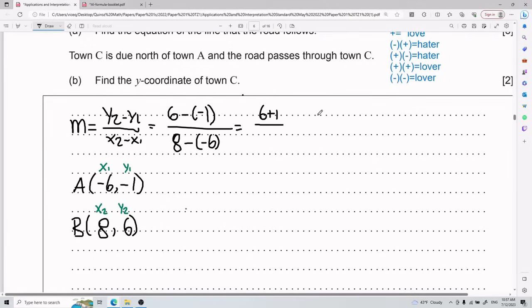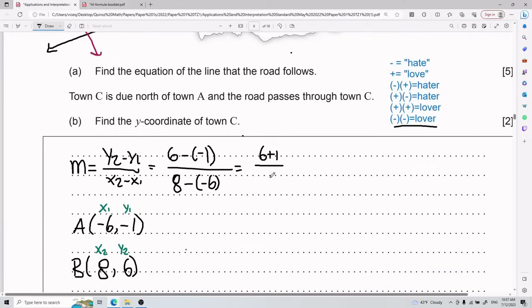So up top, it's a double negative. You hate to hate, you're a lover. On the bottom, we have the same thing, double negative. You hate to hate, you're a lover. So it's going to be 6 plus 1 divided by 8 plus 6. What does that give me? It gives me 7 over 14. I can simplify this a little bit. I end up with 1/2.